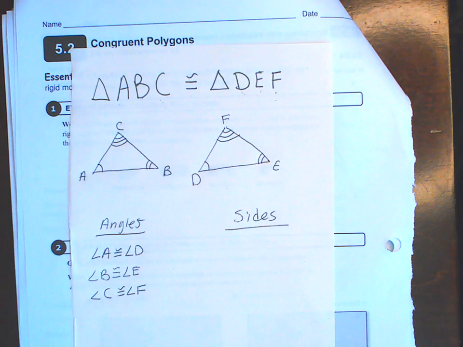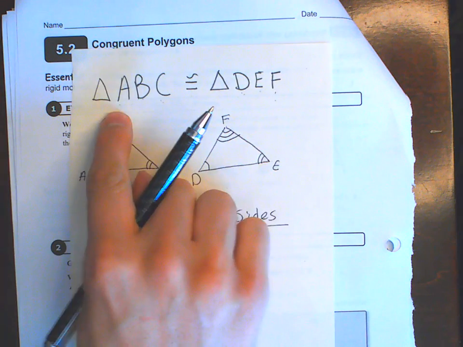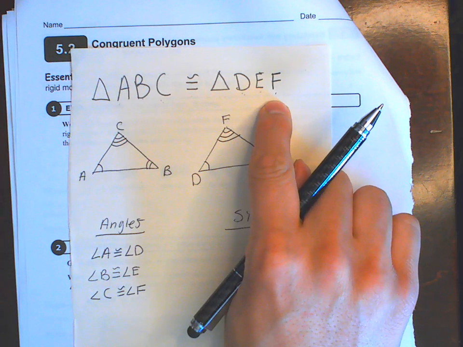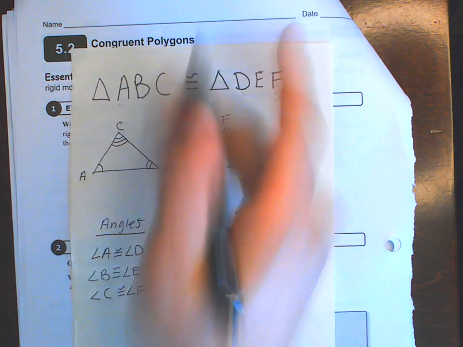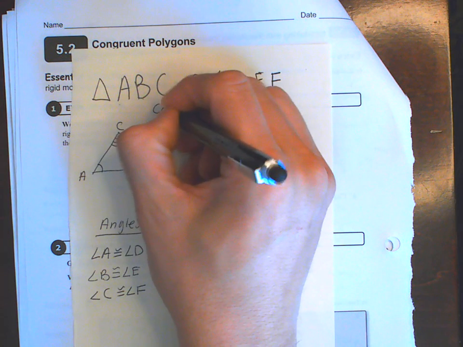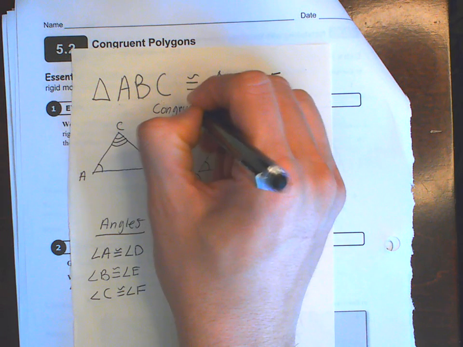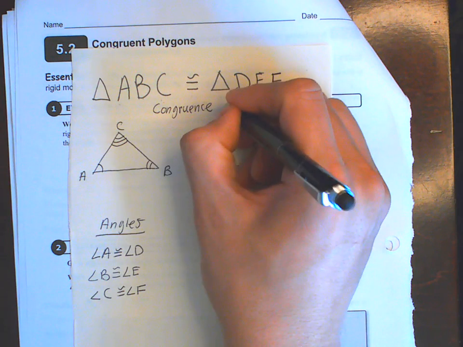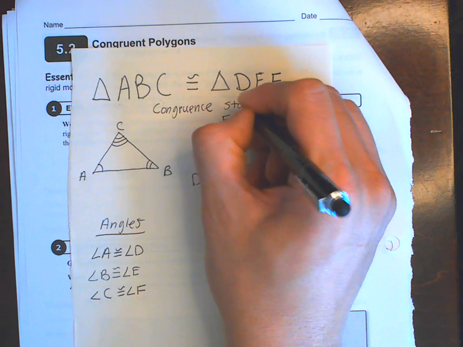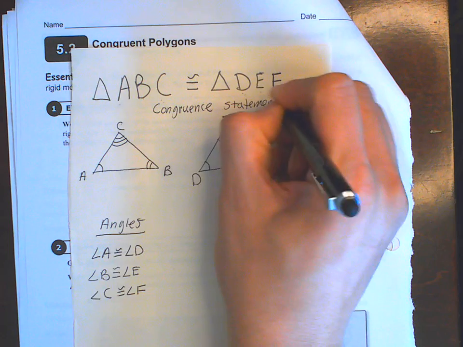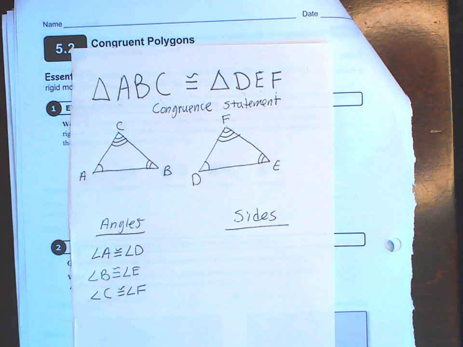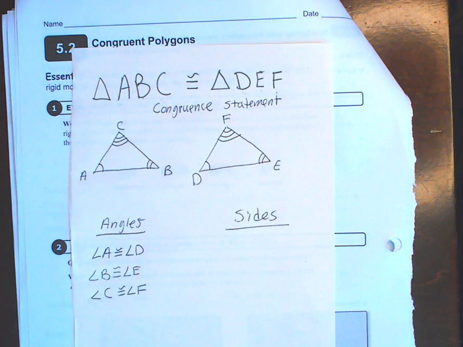So these are the three corresponding angles when you have a triangle congruent to another triangle. By the way, this is called a congruence statement. Make sure you know that, because they're going to ask you to write one. Okay, so this is a congruence statement right here. It tells you exactly what's congruent to what.